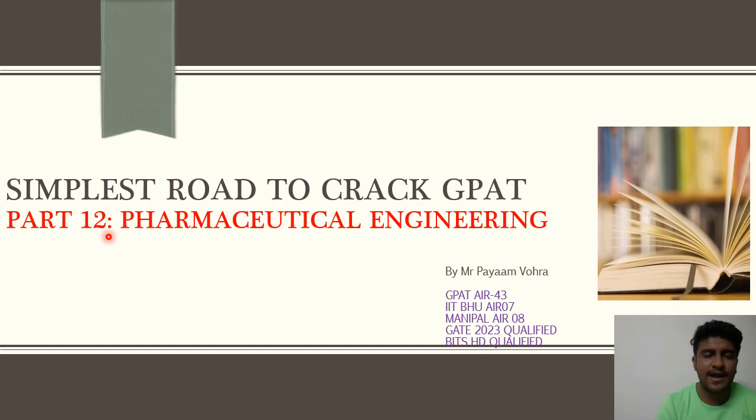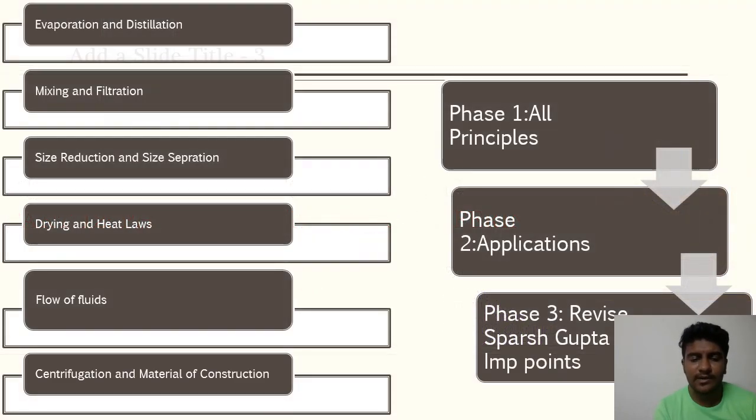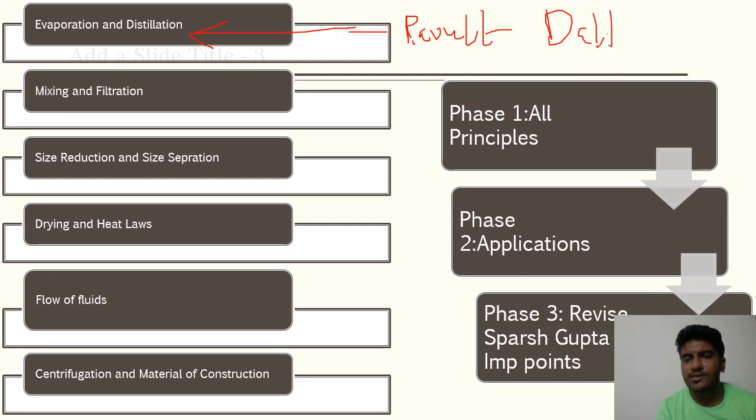Road to Crack GPAT part 12, and today we will be discussing pharmaceutical engineering. So this subject is usually underestimated, but one or two questions have to appear in the exam from this particular chapter and this particular subject. So firstly, on priority, what is to be done is distillation and the laws. You have Raoult's law, Dalton's law, Durkheim's law. These laws are to be done on a priority list.